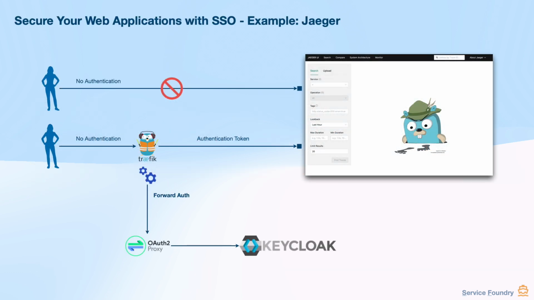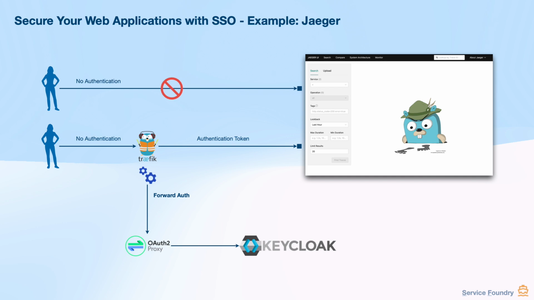This slide shows how you can protect web applications using the built-in SSO module from ServiceFoundry. Some tools, like Jaeger, are commonly used as web-based dashboards or developer tools, but they don't include built-in support for authentication or authorization. If your team wants to expose these tools to developers securely, ServiceFoundry's SSO module makes it easy.